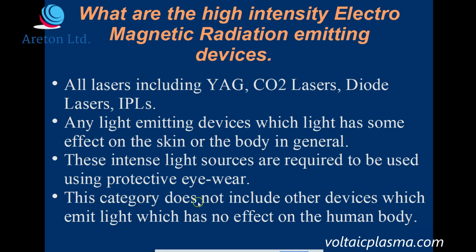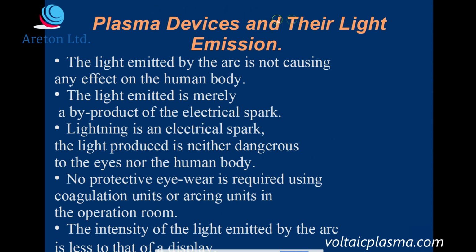This category does not include other devices which emit light which does not have any effect on the human body, as we will see and prove in this presentation is the case also of plasma devices. Plasma devices and their light emission. So now the point is that the light emitted by the arc is not causing any effect on the human body, and this is quite important because that's one of the main differences between light emitting devices, high intensity light radiation emitting devices, and arcing devices.